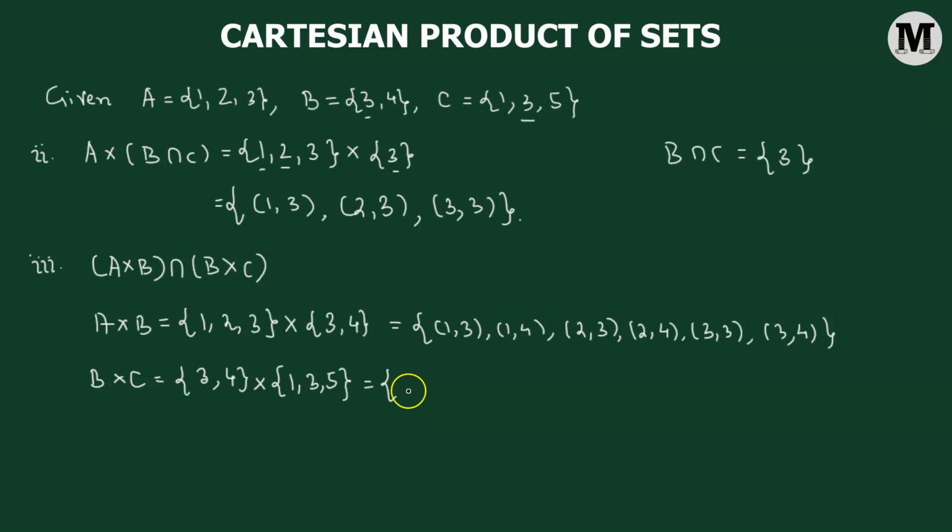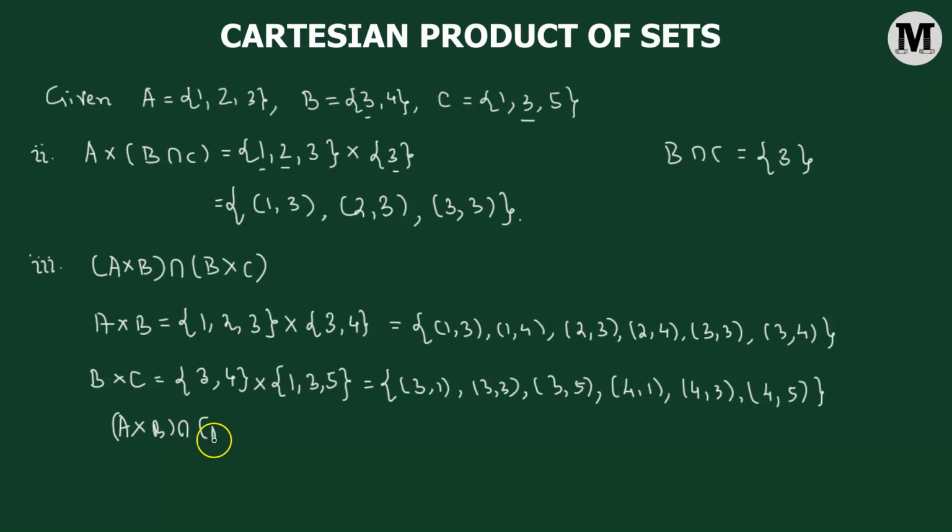Fine. So that means we have 3, 1. Next we have 3, 3. And then we have 3, 5. Next we have 4, 1. We have 4, 3. And then we have 4, 5. So we'll finally find out the Cartesian product of A and B intersection with the Cartesian product of B and C.